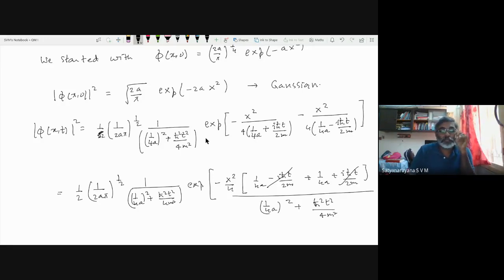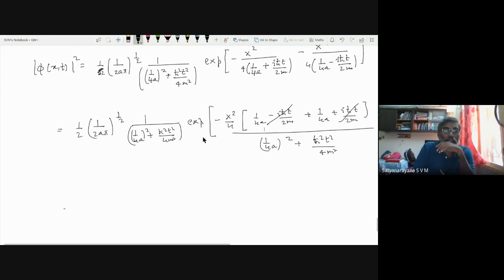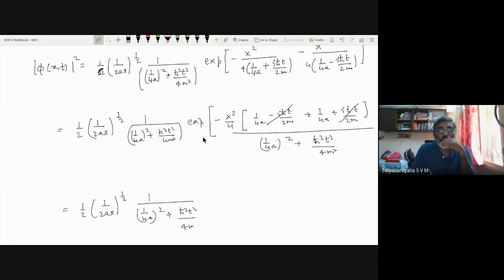Okay, so we have this. Let me just write it for once. 1 by 4a square plus h bar square p square by 4m square, into exponential of minus x square by 16a, 1 plus 1, 2, 8a into, you have this 1 by 4a whole square plus h bar square p square by 4m.